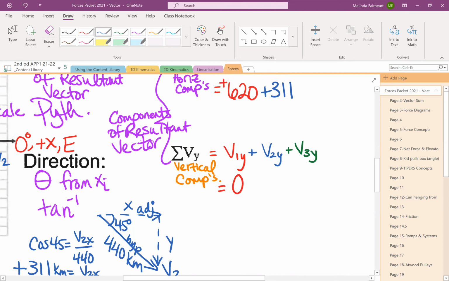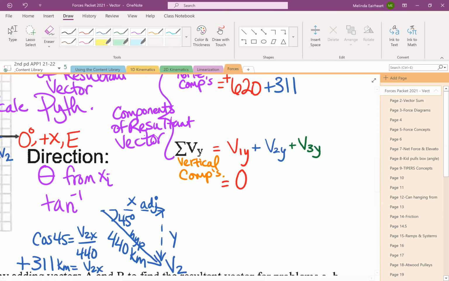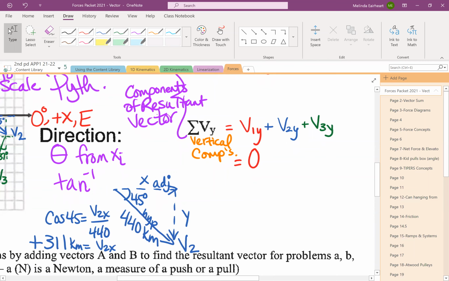Hold that thought. Let's do the y component. Well, 45 degrees is special, right? So sine 45, or I'm sorry, this is opposite. So to use sine 45, it'll turn out to be the same value, right? So that's the beauty of 45 degrees. The components are equal. So we know it's 311, but wait, there's more.